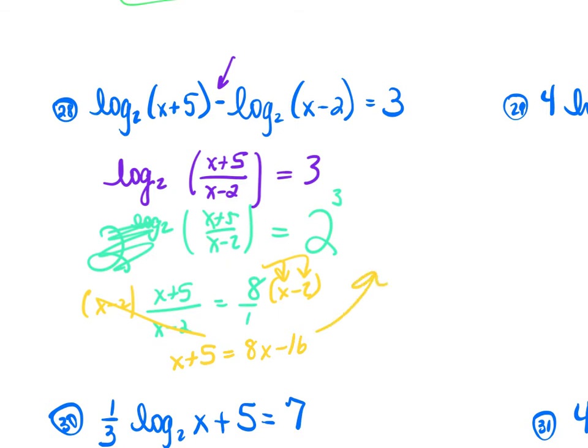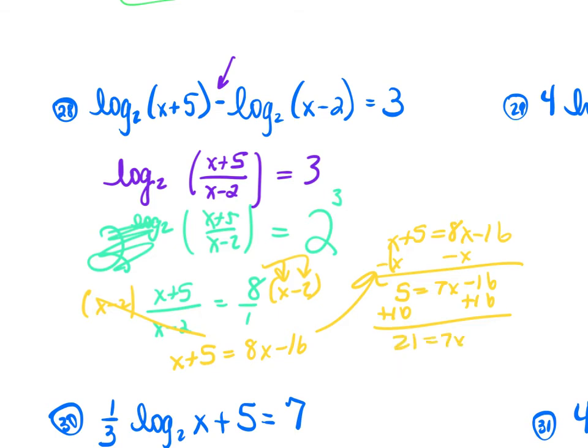Now let's just simplify, solve this equation for x. I'm going to subtract x from both sides. So 5 equals 7x minus 16. Add 16 to both sides. 21 equals 7x. Divide by 7. And x equals 3. Make sure, since we're talking about logs, if I plug 3 in here, 3 minus 2 is 1, not negative, good. If I plug 3 in here, 3 plus 5 is 8, not negative, so we're good to go.